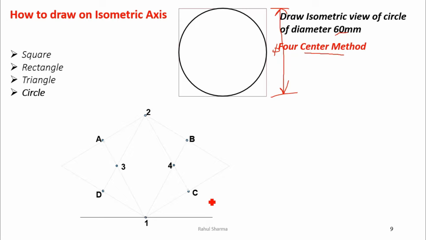After that, to make the ellipse, we have to put the pin at one point and draw this arc, opening up to A or B. Similarly, put the pin at 2, draw this arc opening up to C or D, because both are the same. After that, put the pin at 4 and draw this arc, opening up to B or C. Then put the pin at 3, open up to A or D, and draw this arc. So in this way we draw the ellipse in the isometric axis, in the XY axis.